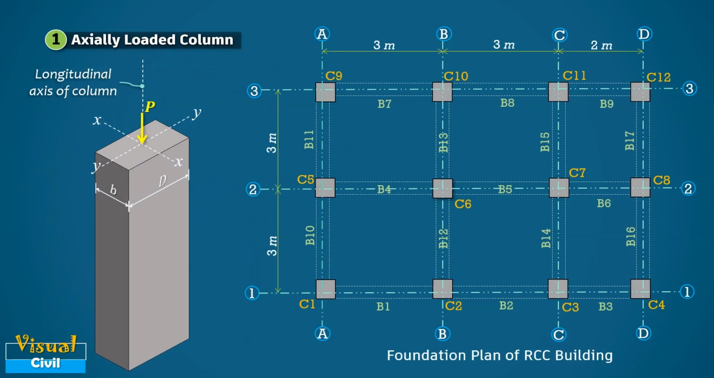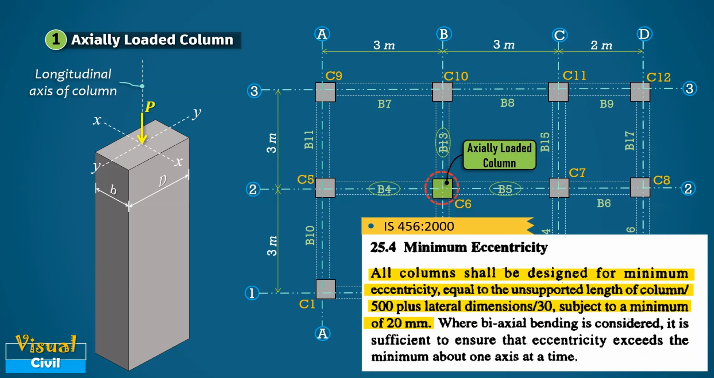Therefore, in practice, the interior column of multi-story buildings like C6 in this plan, with symmetrical loads from floor slab from all sides, can be a common example of this type. But clause 25.4 of the IS code ensures that all columns should be designed for minimum eccentricity to resist the nominal eccentricities in loading.